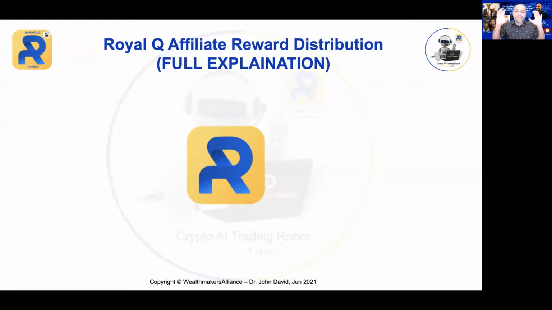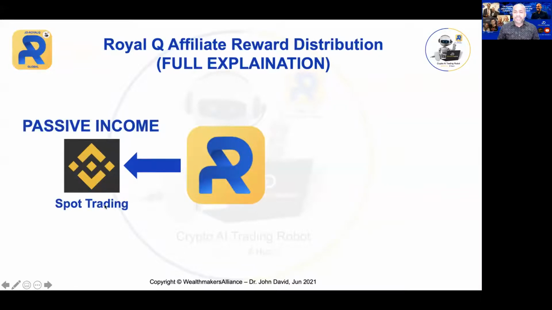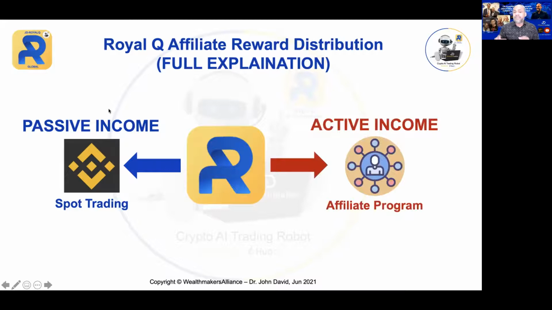When we talk about the affiliate reward distribution, please understand, if you are part of RoyalQ, there are 2 benefits here. The first benefit comes as a passive income, which is the spot trading, whereby this robot is going to trade for you and you make passive income. Sometimes the market is down, so you can have a floating, unrealized loss. While the market is floating, you can even earn from active income. This is where the company has an affiliate program.